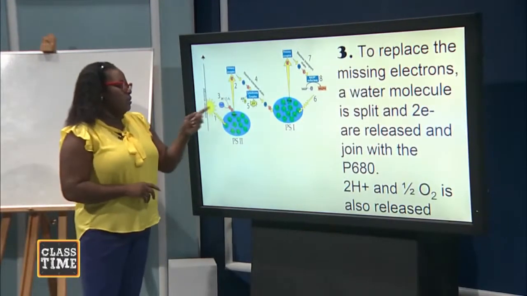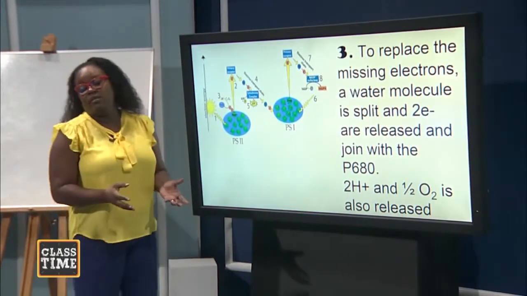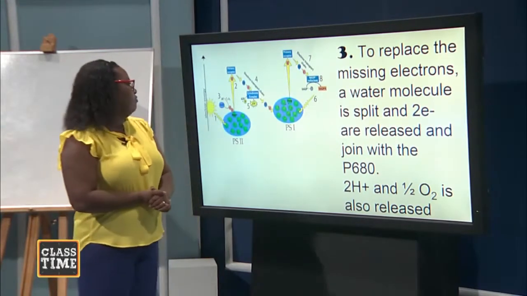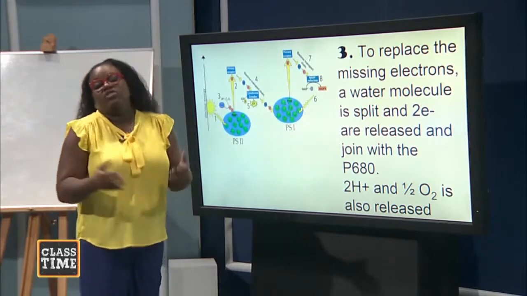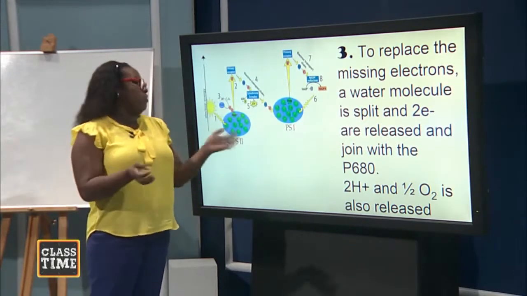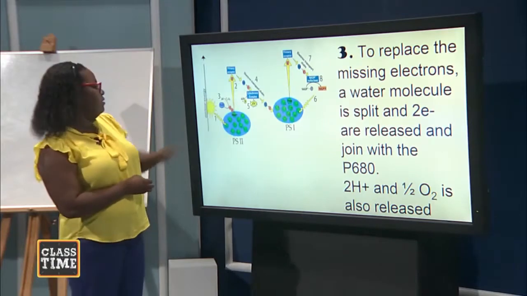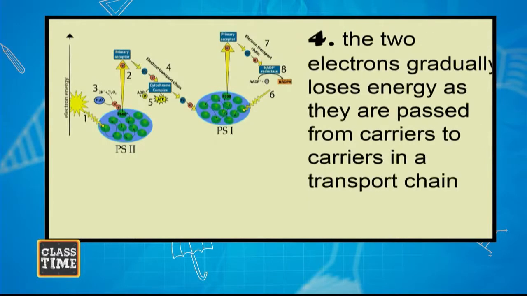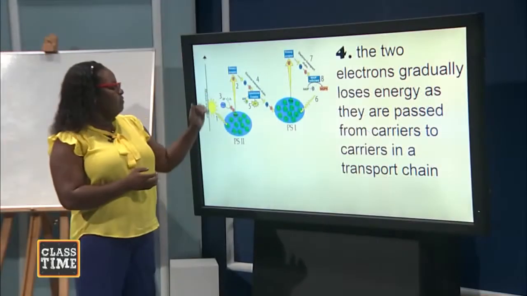Now we know that the P680 requires some electrons because it has just lost its electrons, but it cannot get the ones that it just lost because those are too hot for it to handle. So therefore it has to get its electrons from the water molecule that will be split to produce these 2 electrons.